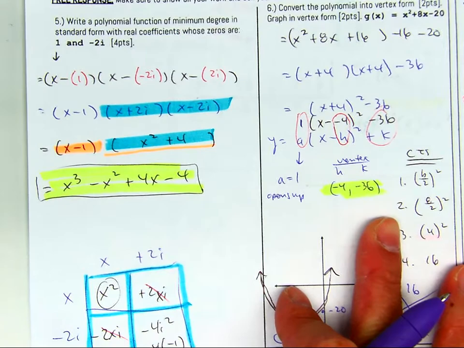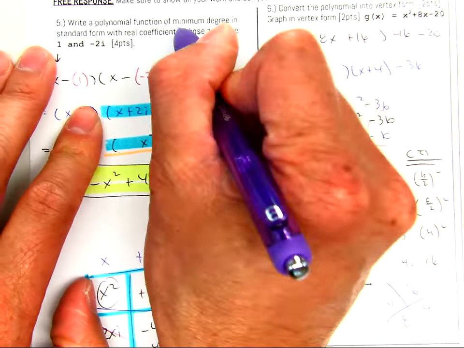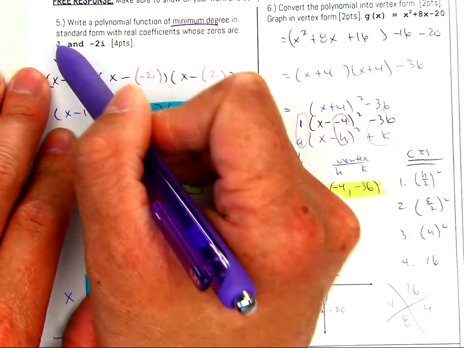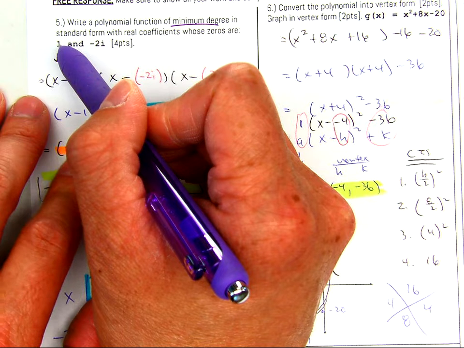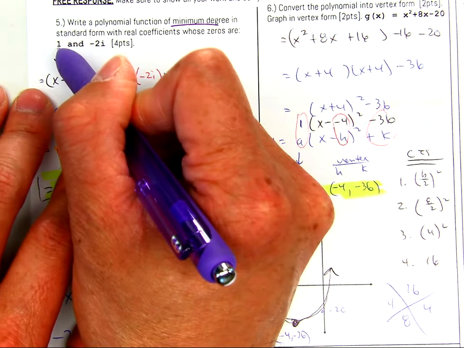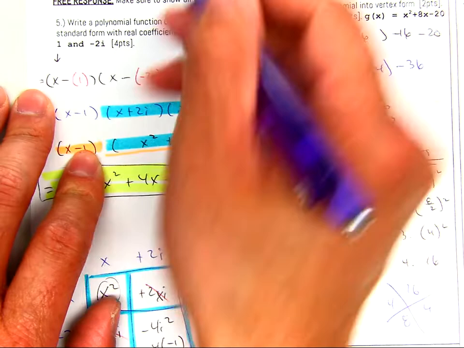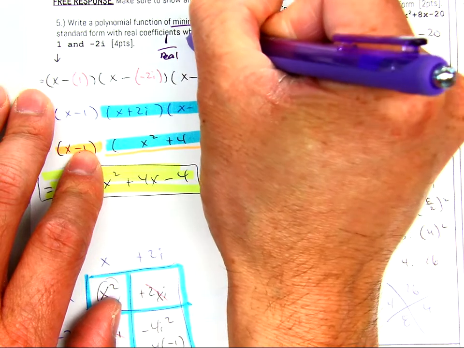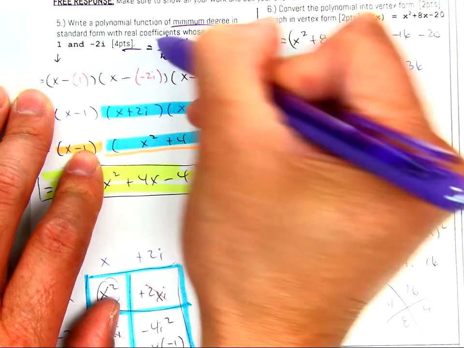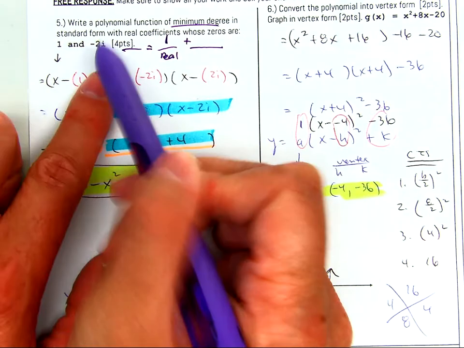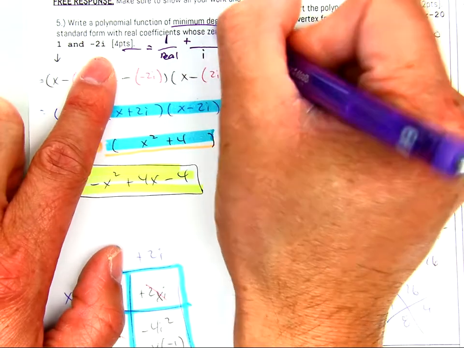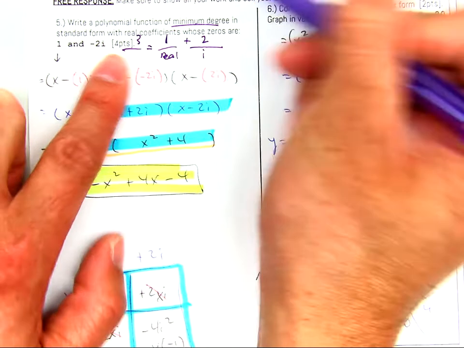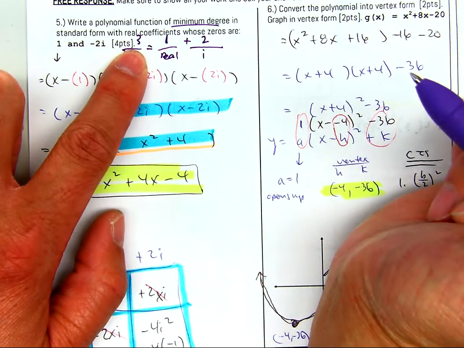Write a polynomial function of minimum degree, so I don't tell you what degree, in standard form with real coefficients whose zeros are 1. Okay, let's think about this. This is a real. The reason why it is a real is because there's no i in it, so there's one of those. And then this is an imaginary, and imaginaries come in pairs. So there has to be another one. So 1 plus 2 is 3. That means my final answer is going to have a degree of 3.